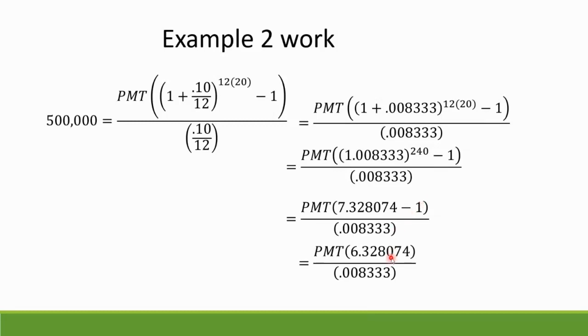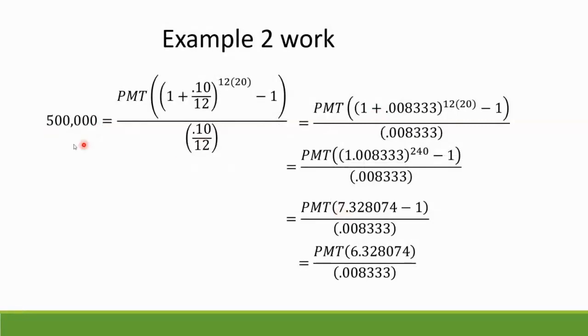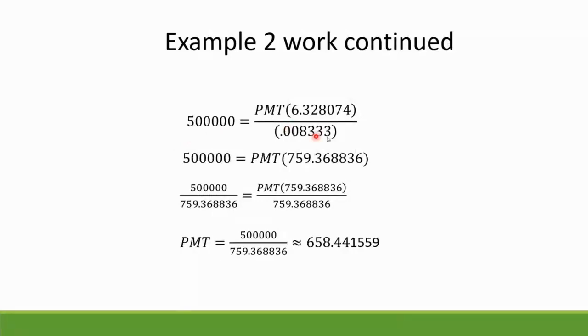Okay, we get this, and now we can multiply and then divide. No, excuse me, I think I misspoke. Here we're looking for PMT. So basically this was all equal to 500,000. So we get 500,000 equals all this. So we still have 500,000 equal to this. Here we divide. That's where we get this number from. And now we divide again because PMT is our unknown.